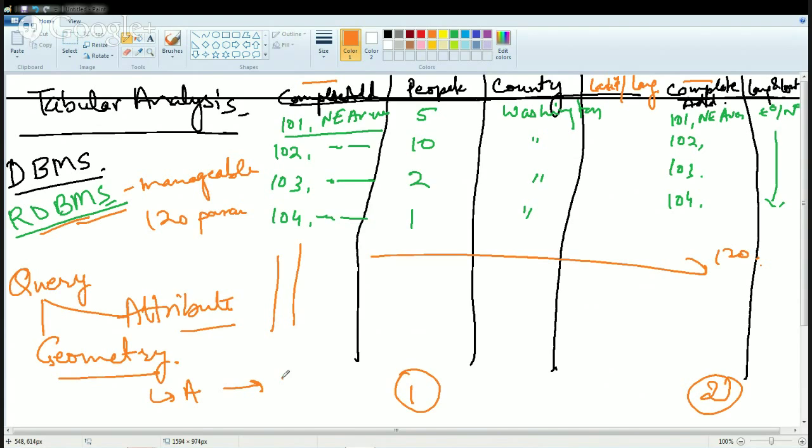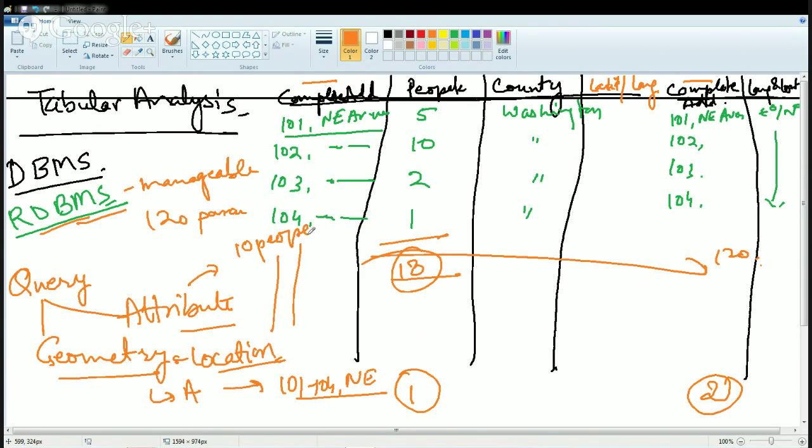So I am asking what is the number of people living from 101 to 104 Northeast Avenue. What I am querying is the total of this, so it would be 18 people. That query is based on geometry or the location. The other query can be, at which location do 10 people live? Here I know this parameter, and based on it I am querying the location. So the answer would be 102 Northeast Avenue. So these are the two different forms of queries that you can do in a database system.